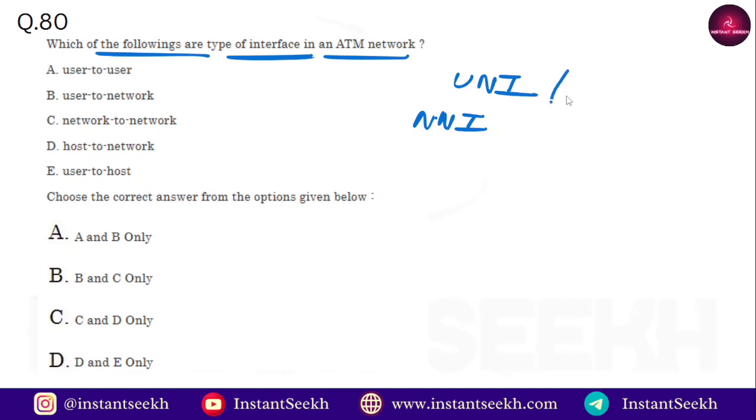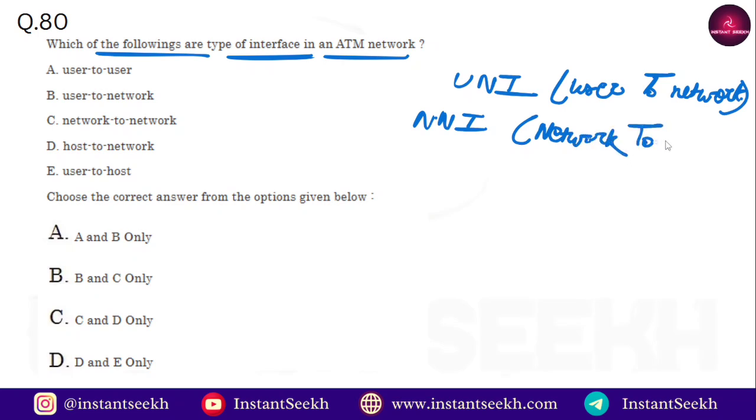UNI is basically user to network, and NNI is basically network to network. Only these two types of interfaces are there. UNI is the interface that connects the end user to the ATM network, essentially for the user to access the network services, and NNI connects different ATM switches within the network. It is used for interconnecting different parts of the network to ensure smooth data transfer.